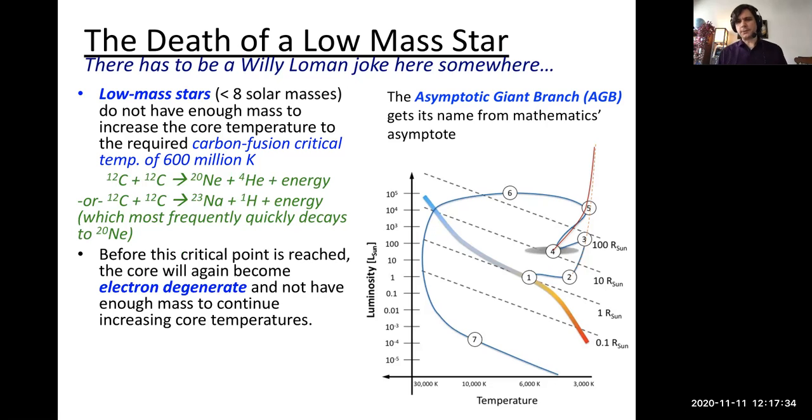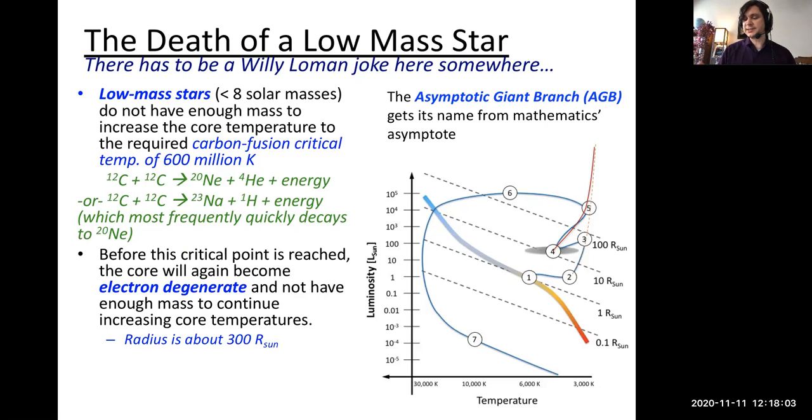All right, so now we have this carbon ash core that's electron degenerate, and it'll never reach the critical temperature, the fusion ignition temperature, to fuse that carbon and oxygen into heavier elements. But we do have this situation where we have an electron degenerate core. What does our star look like now? What does our asymptotic giant branch star look like?